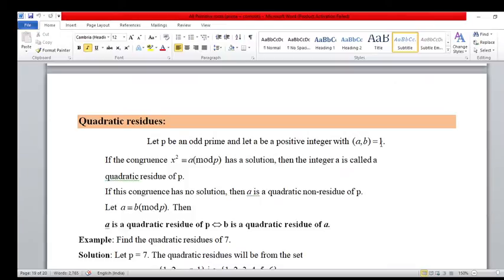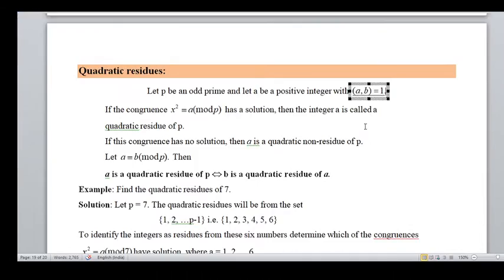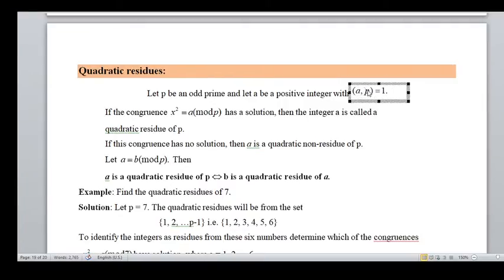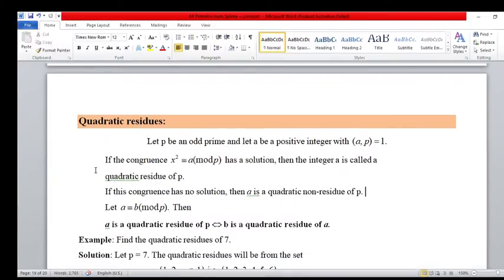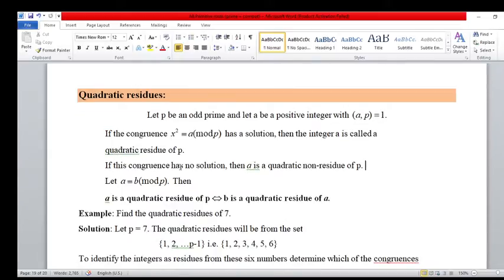Here a and p are relatively prime. If this congruence has a solution, then this a is called a quadratic residue of p. This is the most important line for the definition of quadratic residue. If this congruence has no solution, then a is called a quadratic non-residue of p. Again, this second line is an important line.